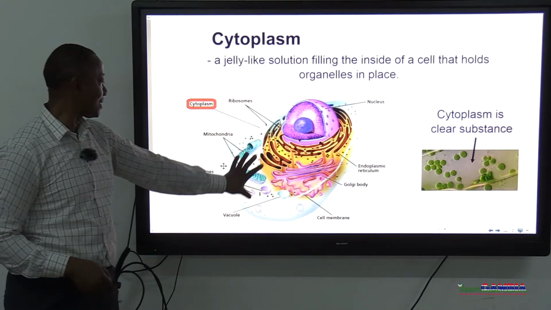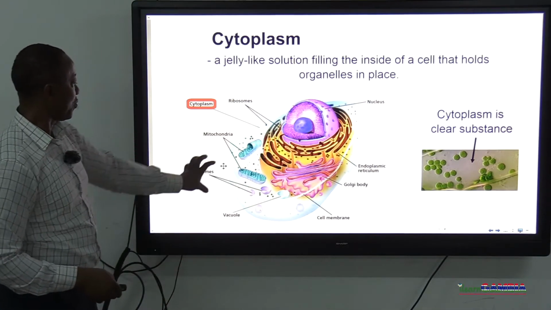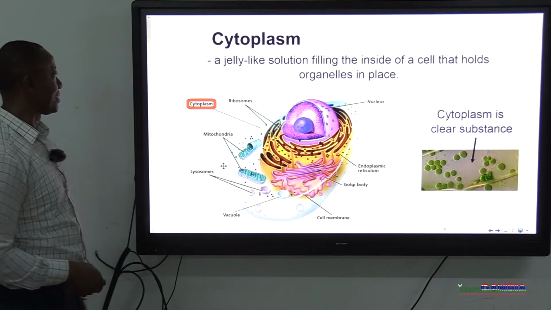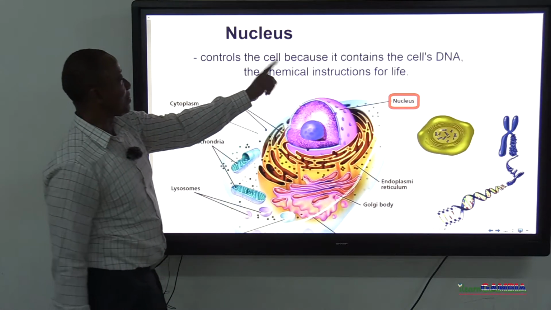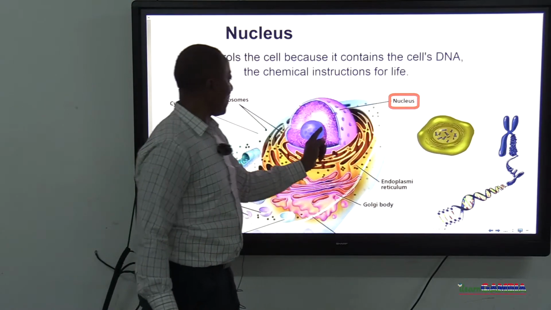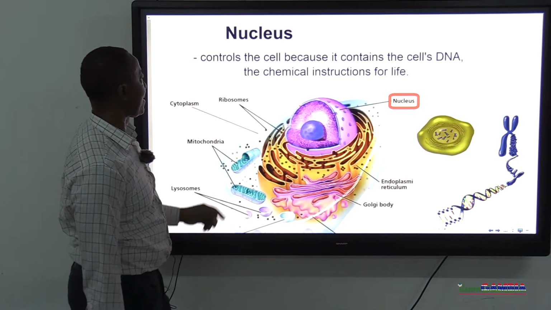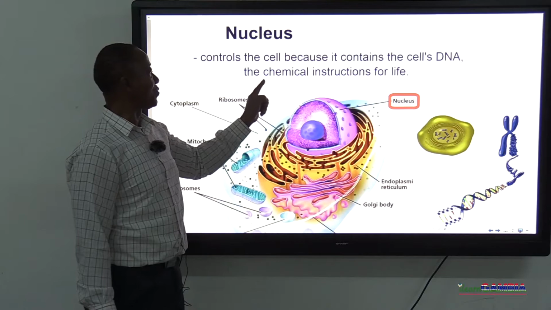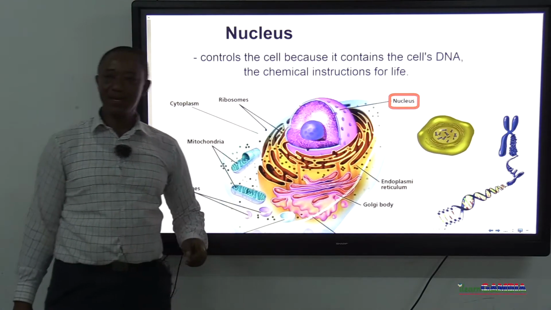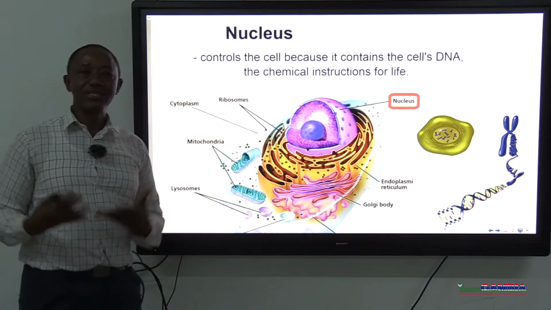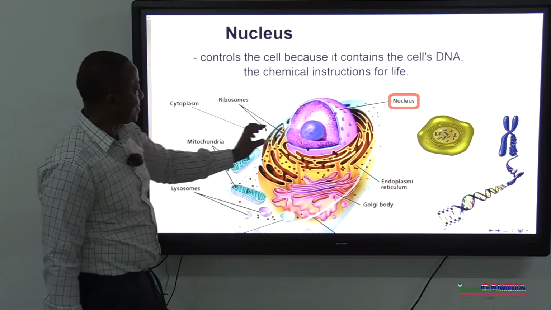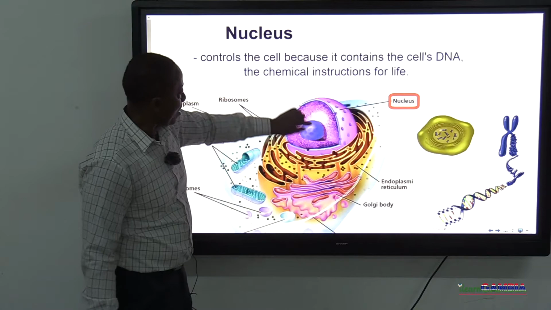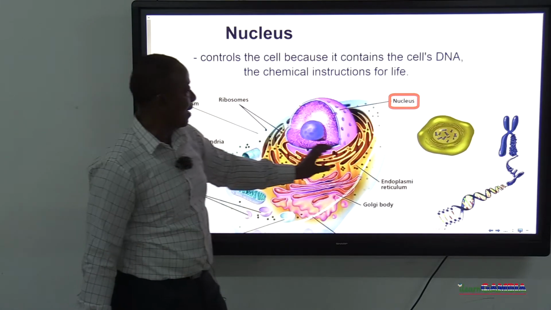And interestingly, it's a clear liquid, so that's why you're able to see all the other things that are inside. The nucleus, because it contains the cell's DNA, which is a very important material, is able to control the chemical instructions of life. It contains that.